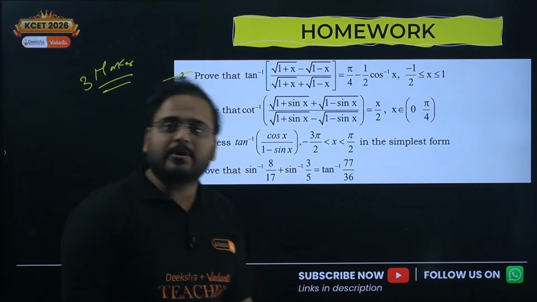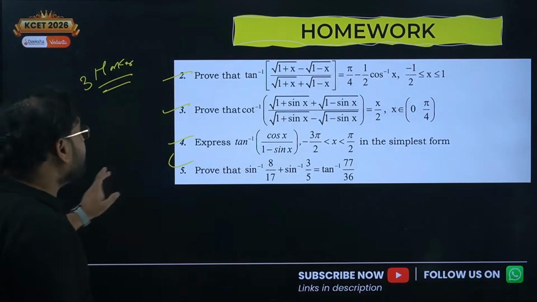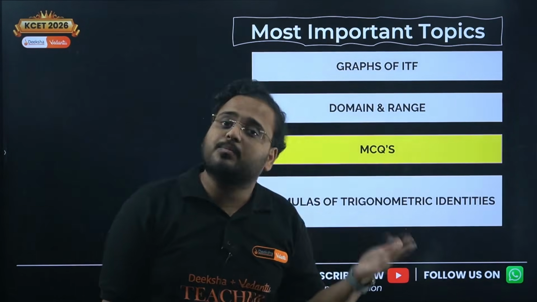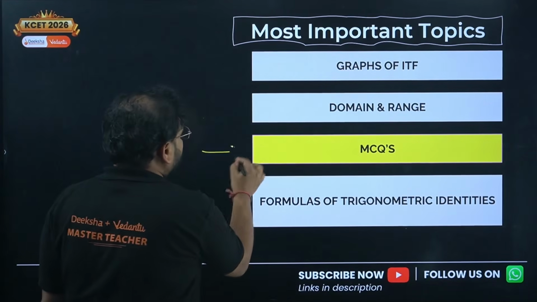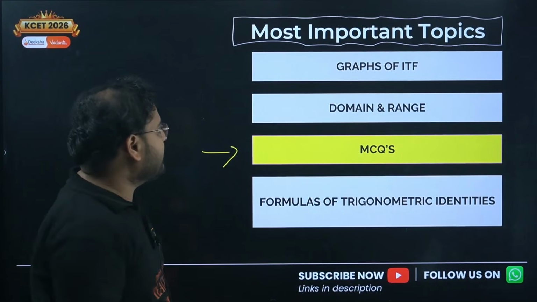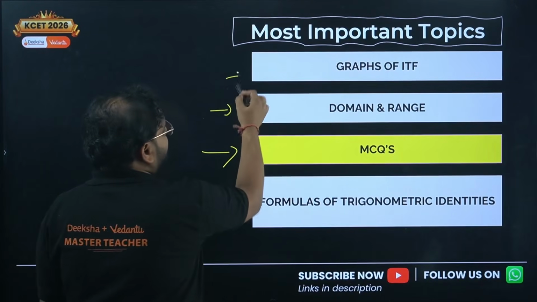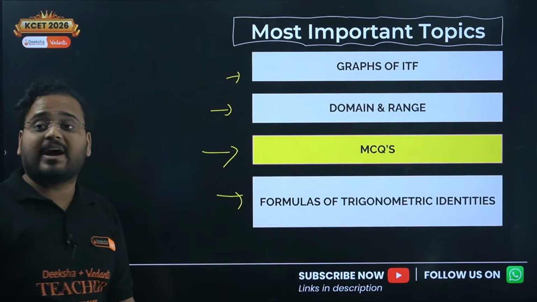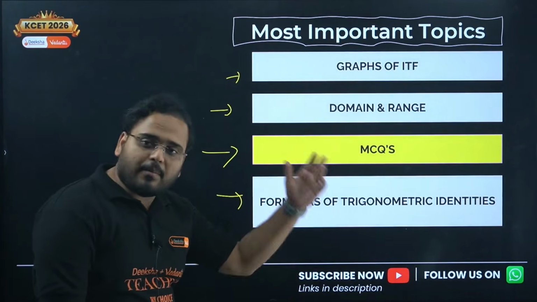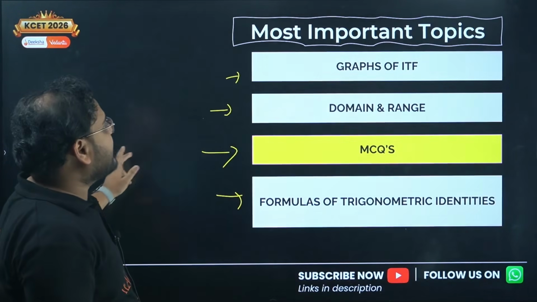So this completes your chapter, inverse trigonometric function from the PU2 syllabus. Now if you ask me the most important topics, first of all it has to be MCQs, very relevant. Then comes your domain and range and graph of ITF and formulas of trigonometric identities from the PU1. So do remember all these topics, do go through it, and this is the end of your session.